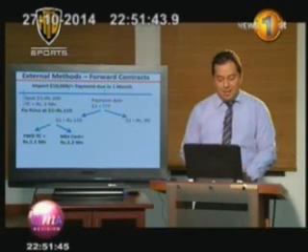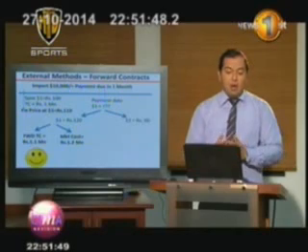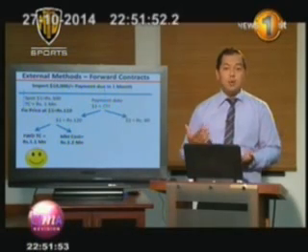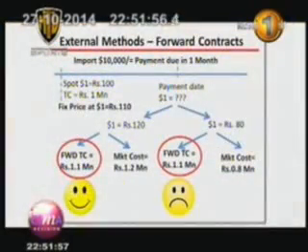So from your perspective, you would be happy. Why? Because you could buy dollars at 1.1 million rupees total cost as opposed to 1.2 million rupees on the market. But let's look at a different scenario. Let's see what happens if $1 is equal to 80 rupees.